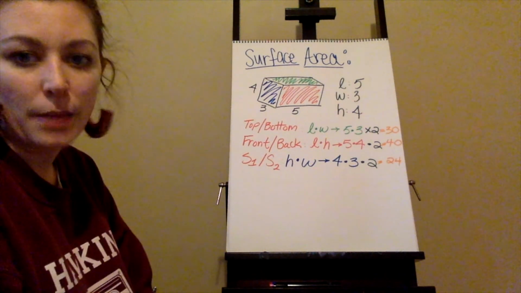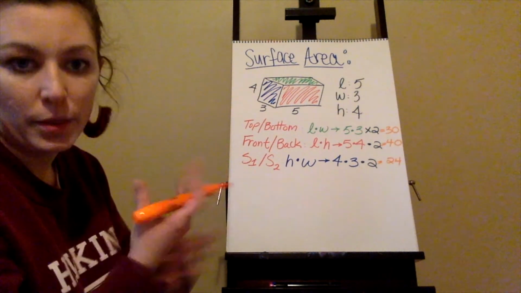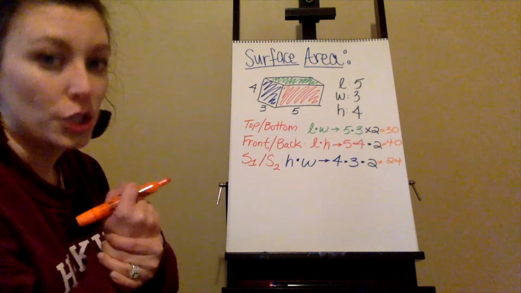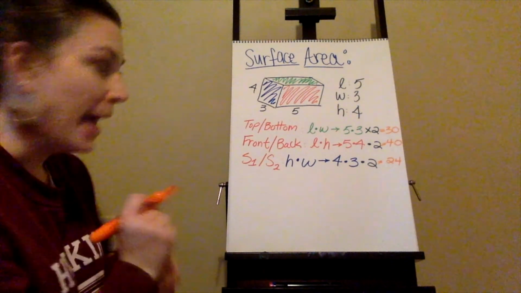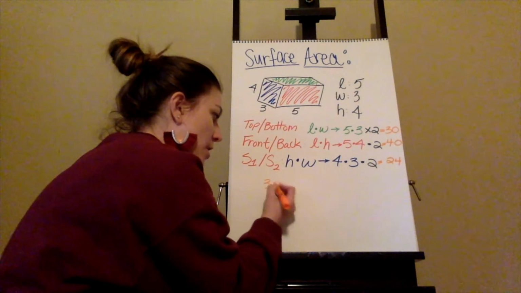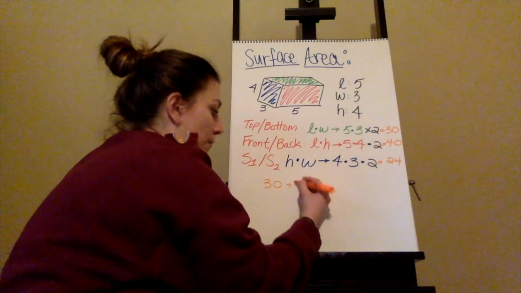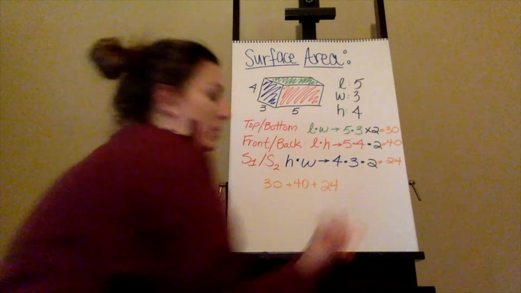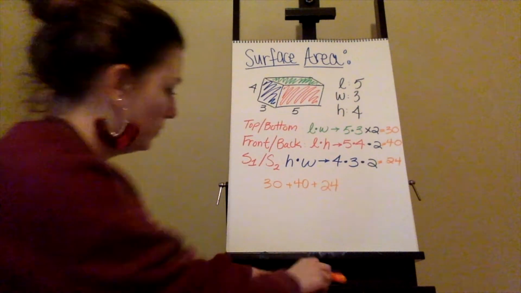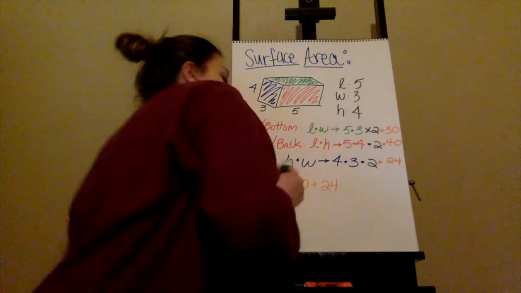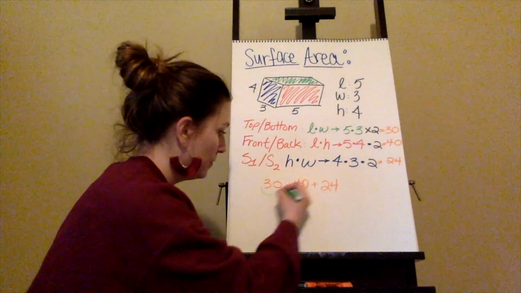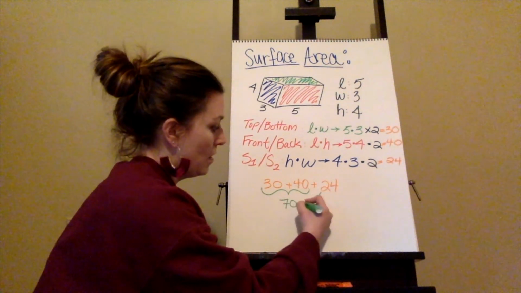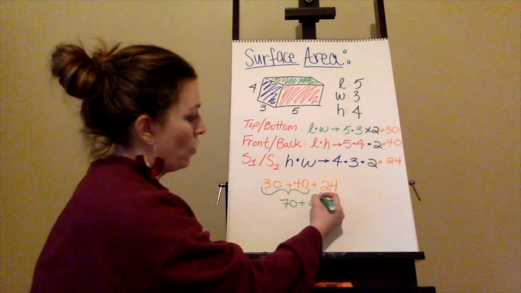So now what do we do? What's our very last step to find the surface area of the total shape? What does the word total mean? What operation? Adding. Good job. So we have 30 plus 40 plus 24. What is 30 plus 40? 70 plus 24.